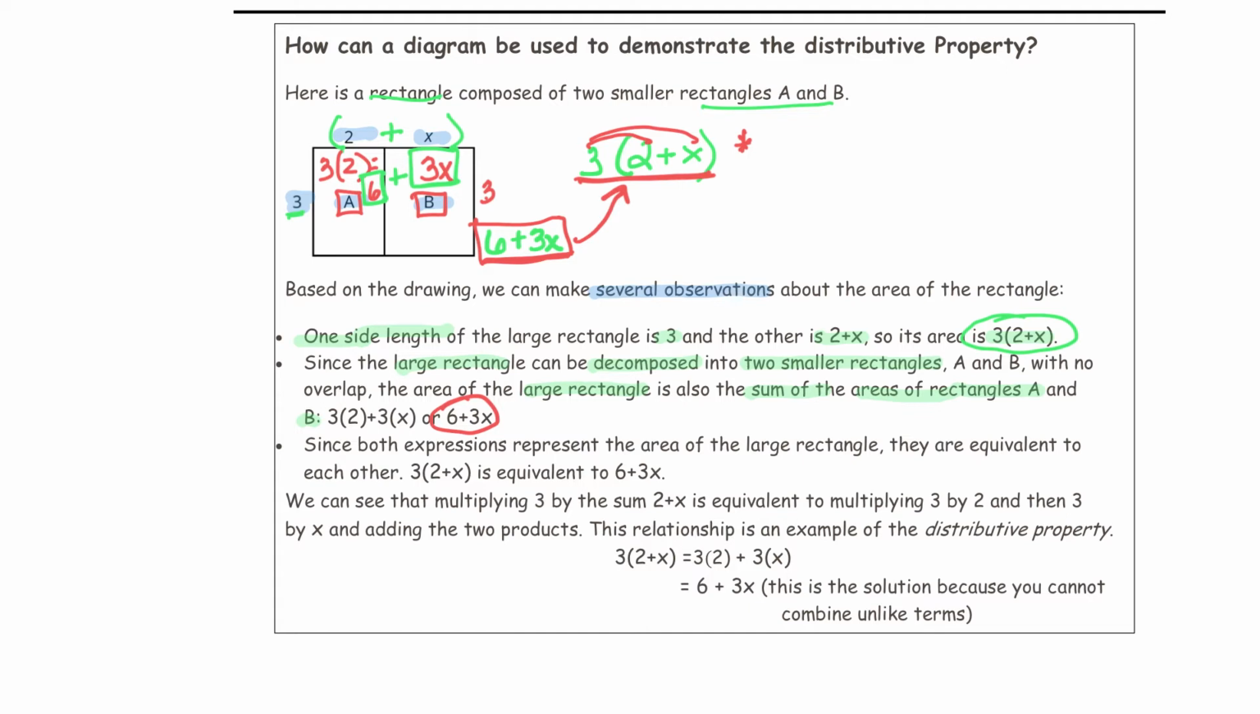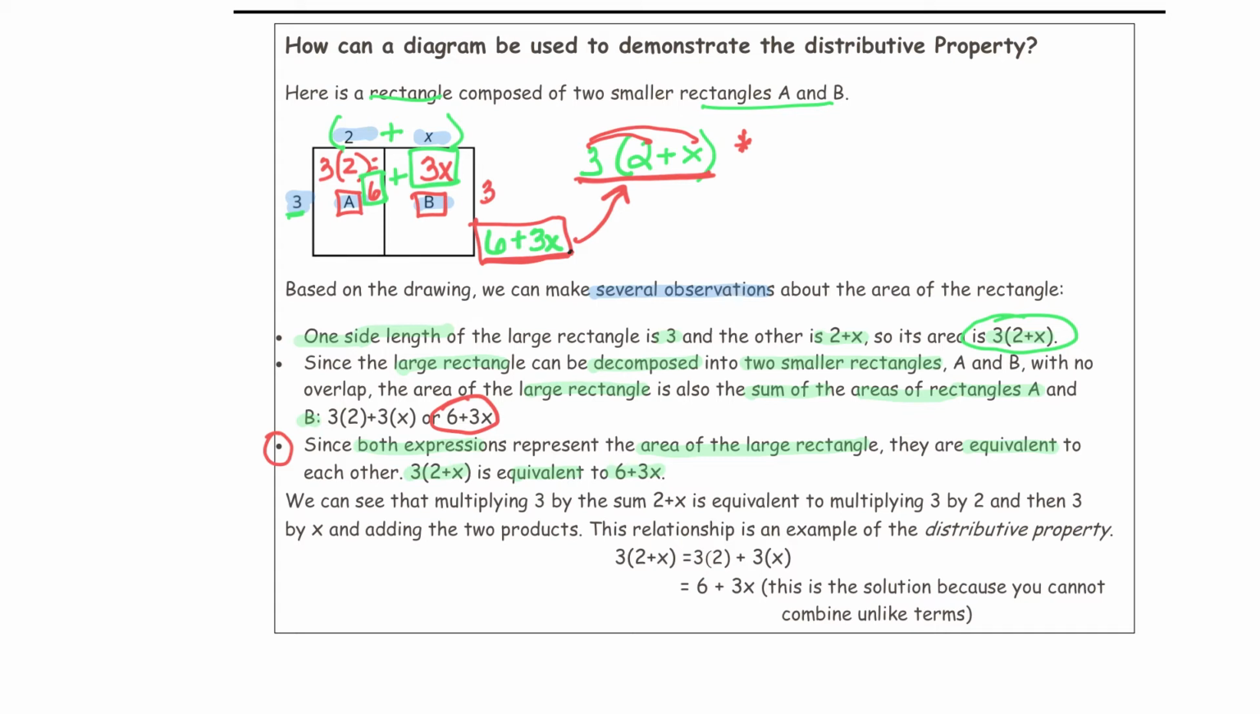Now let's go down to the bullet here. It says, since both expressions represent the area of the large rectangle, they are equivalent or equal to each other. So it's saying that 3 times 2 plus x is equivalent to 6 plus 3 times x. Well, if I just come back to the top, I can actually prove that. And of course, I can always switch the order. So what do I have?